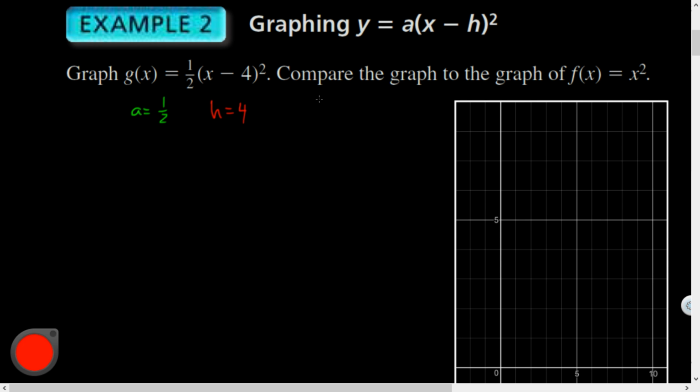So it's the opposite, right? It's the opposite of the number in there with the x. And actually, I could even go as far as saying that k equals 0. So my vertex, when I combine that information, is going to be (4, 0). So actually, let's just plot that point right there. Oh, lovely. Lovely little vertex.